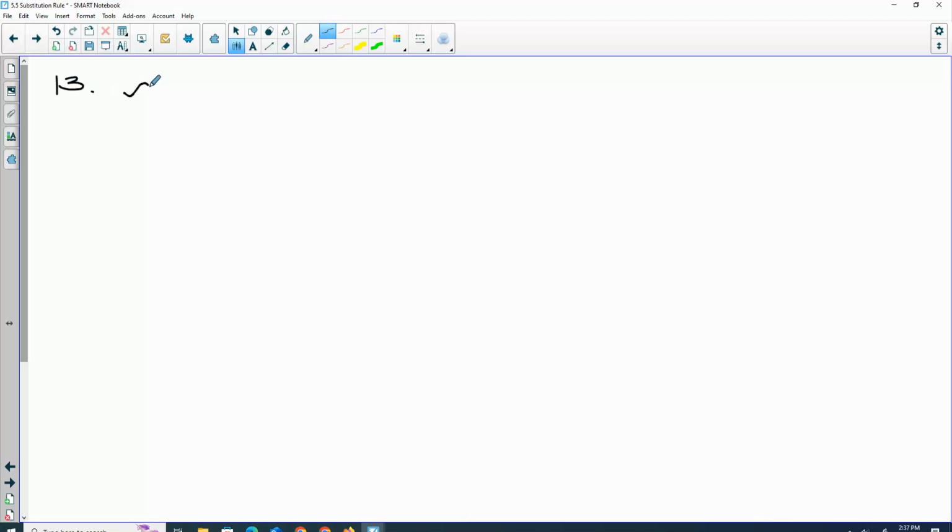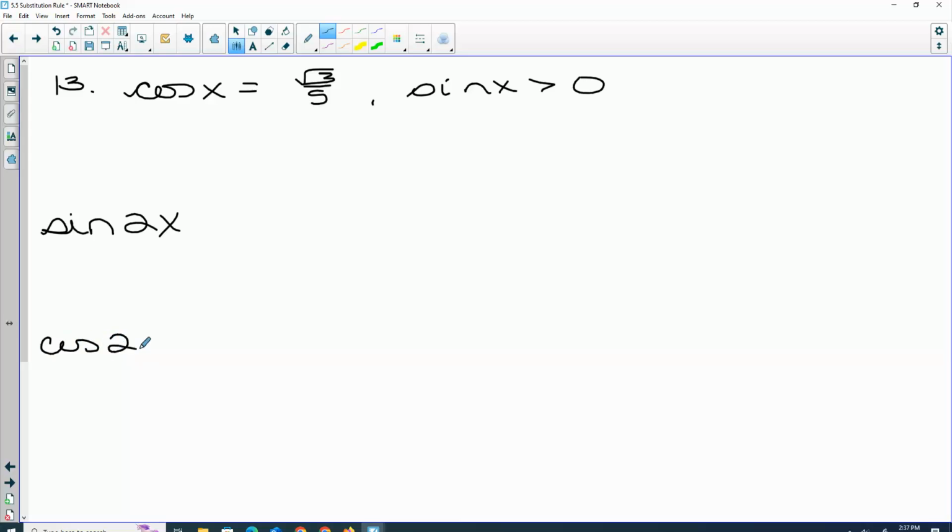So, this one I told you that cosine of x is radical 3 over 5. Sine x is greater than 0. And I have asked you to find sine 2x and cosine 2x. And these can be confusing, but really helpful if you just take a second and write out your formulas. Sine 2x, there is only one formula for that. It is 2 sine x cosine x. That's how we have to get it.